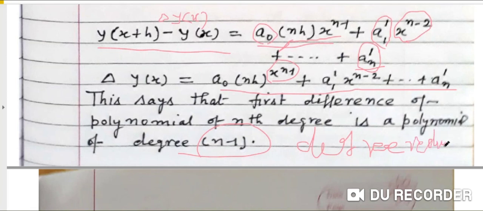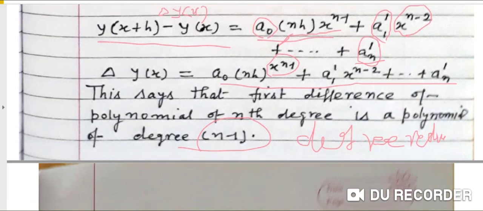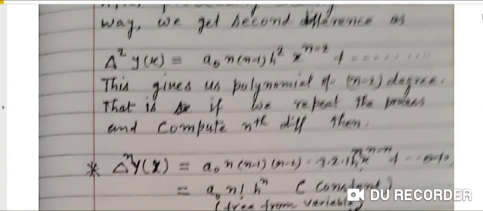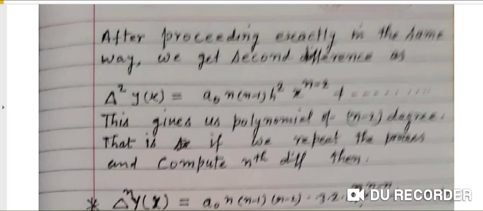And if you take the second difference, what will happen? Proceeding exactly in the same way, you look at here, we have made the second difference. The second difference is a naught n minus 1 h square x to the power n plus so forth. We are interested in the highest power of x, and therefore this is n minus 2. And this degree is n minus 2.